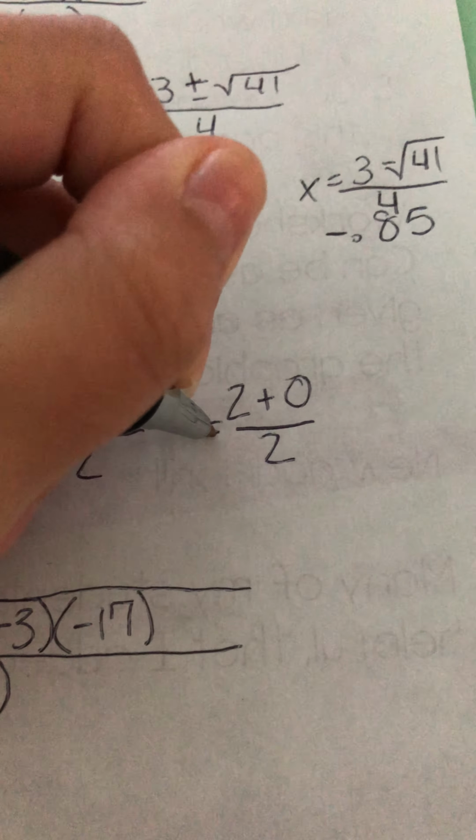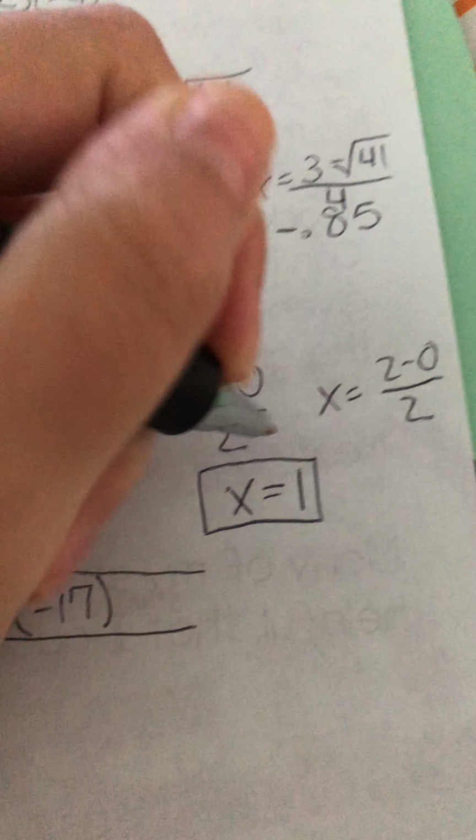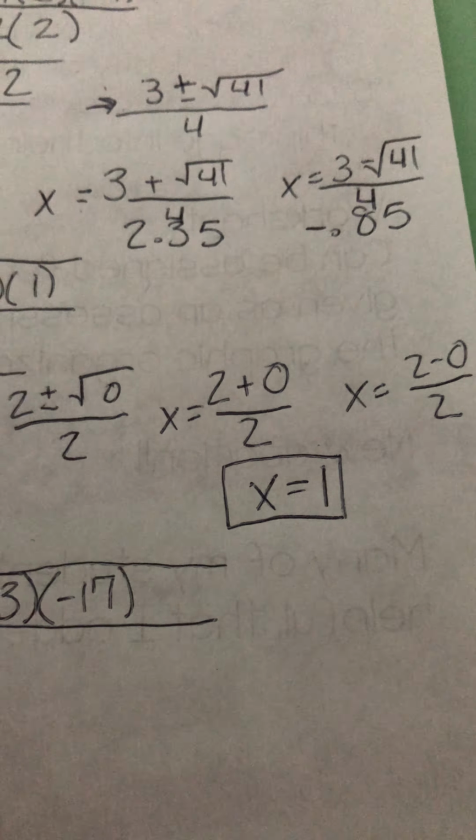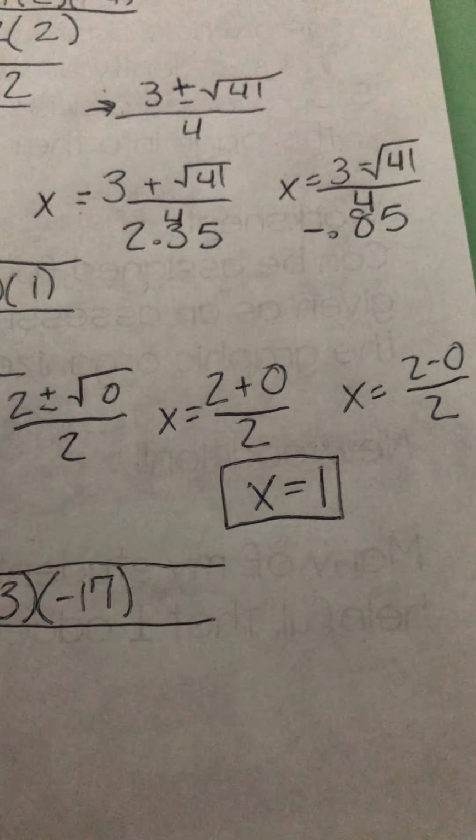over 2 is equal to x, and x is equal to 2 minus 0 over 2. Either way you do it, you're going to get the same answer of x is equal to 1. So that's where we get 1 root. 2 plus 0 is 2, divided by 2 is 1. 2 minus 0 is 2, divided by 2 is 1. Same answer. Or if you write x is equal to 1, x is equal to 1 twice, I'd accept that as well.